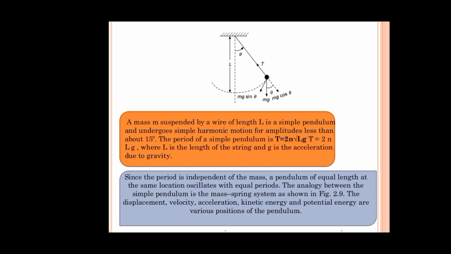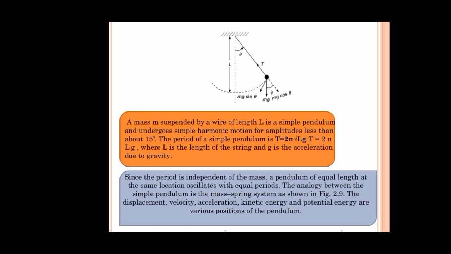A mass m suspended by a wire of length L is a simple pendulum and undergoes simple harmonic motion for amplitude less than about 15 degrees. The period of the simple pendulum is T equals 2 pi root of L over g, where L is the length of the string and g is the acceleration due to gravity.